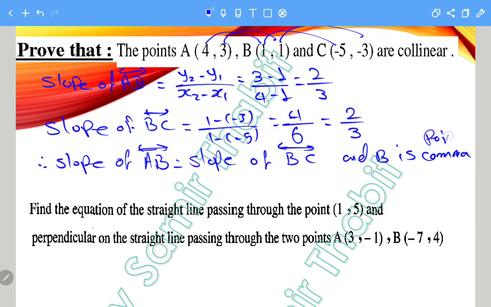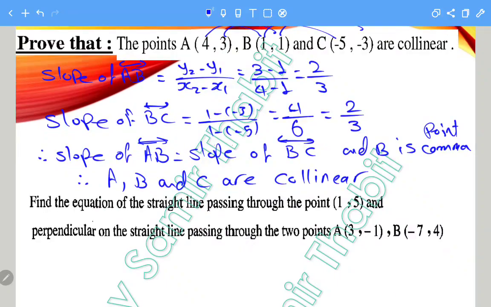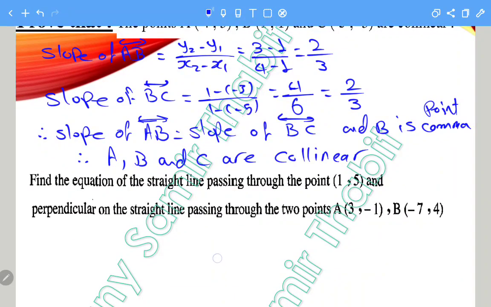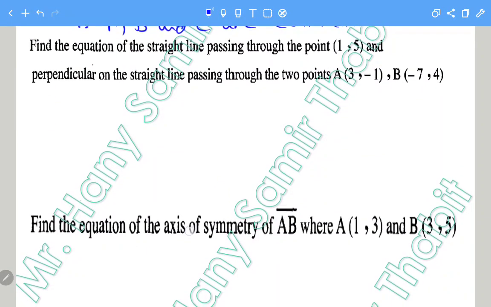I have to hurry up, sorry. Then A, B, and C are collinear. They mean they have the same straight line. By the way, we can solve it by distance of AB and distance of BC and distance of AC. One of them will equal the other two.